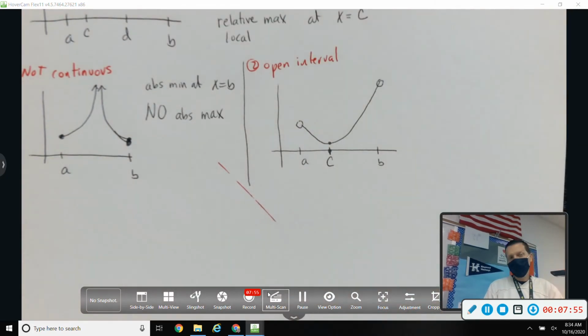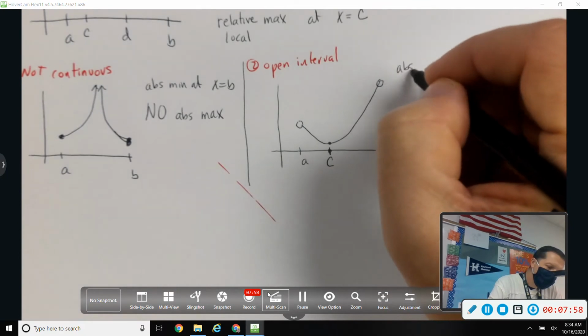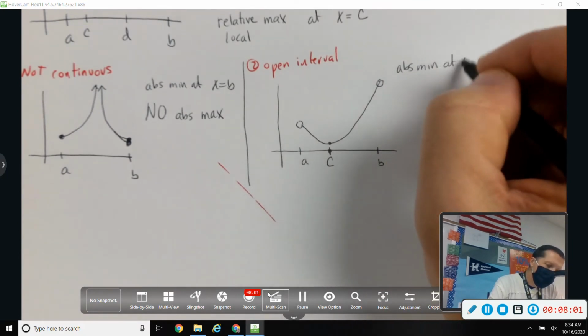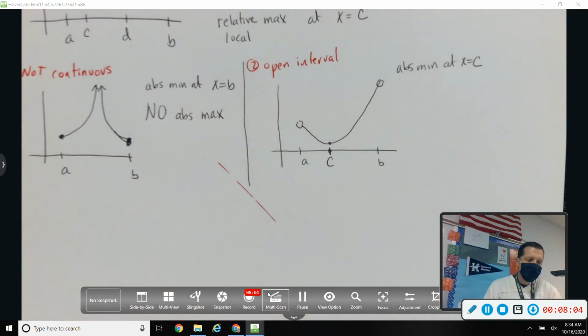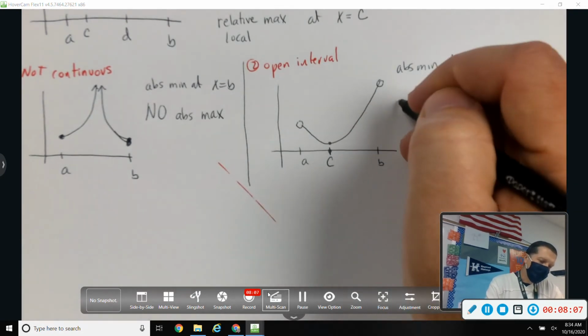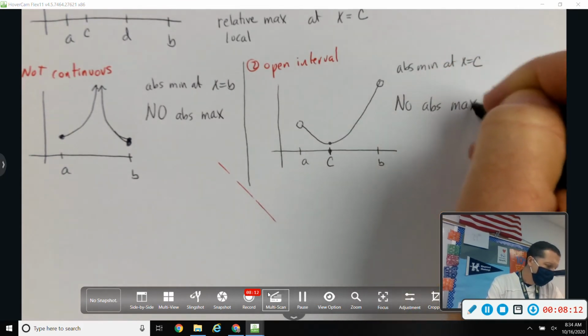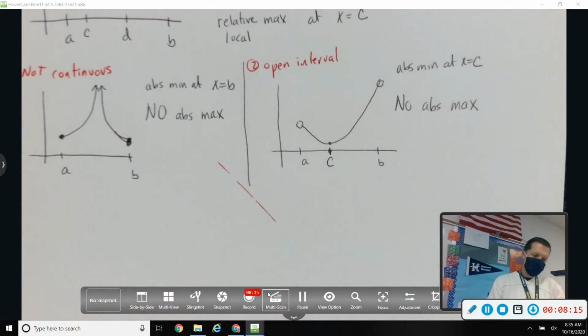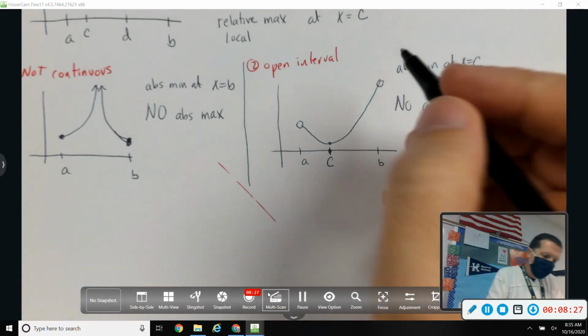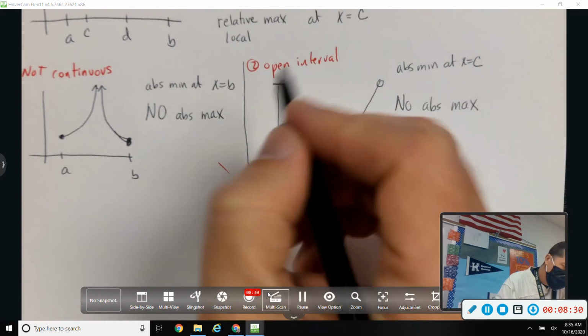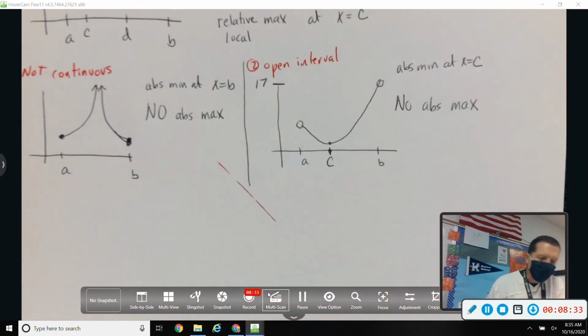So that one does have an absolute minimum at x equals c. This is what throws people off, is that there is no absolute max. The reason is at x equals b, there's not a point there. So whatever this y value is over here, just say it's 17. So no values go above 17, but no values get to 17.